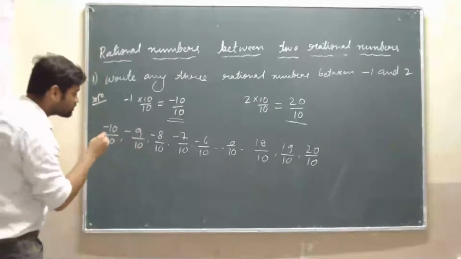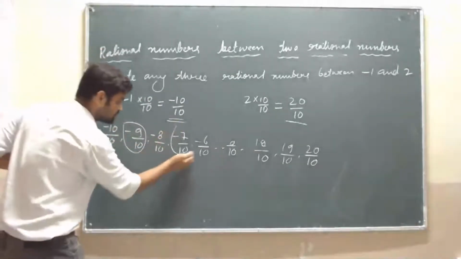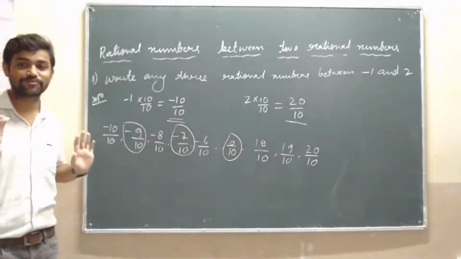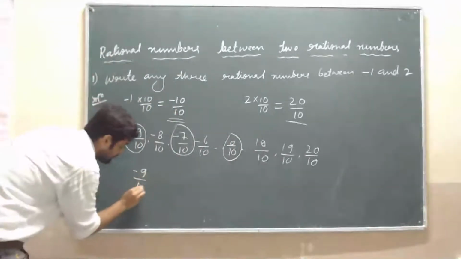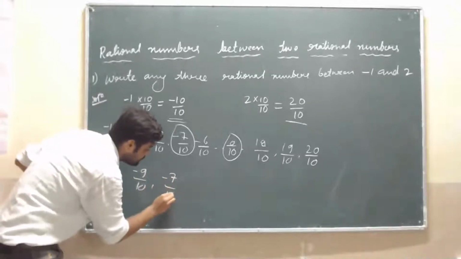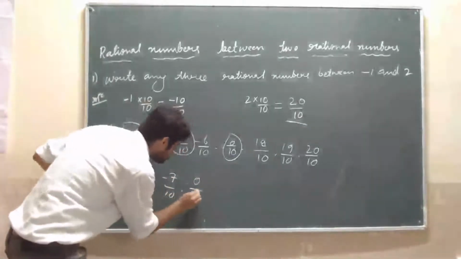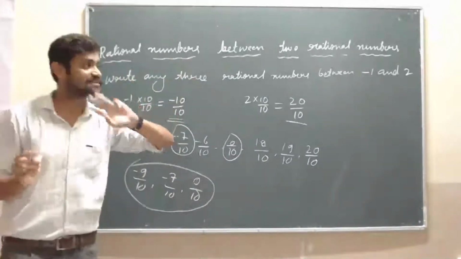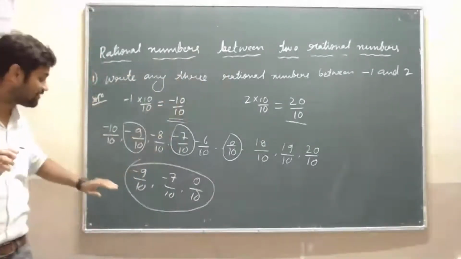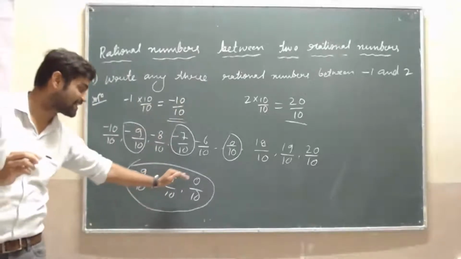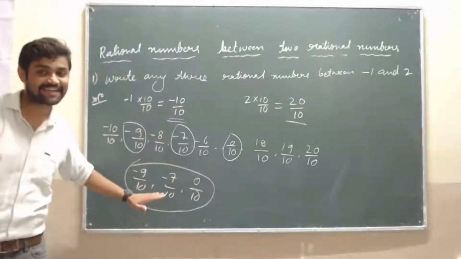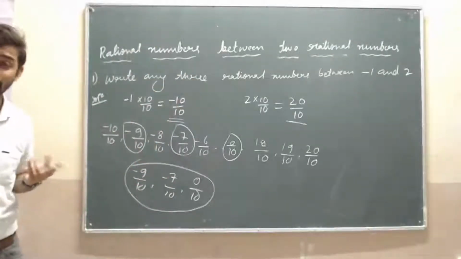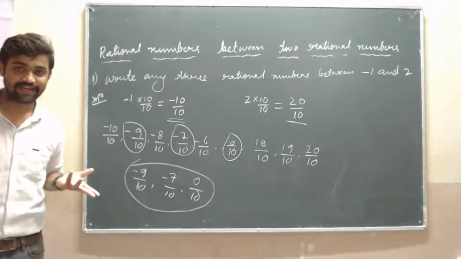Sir, which ones do you like? Sir, I like this, I like this, I like this one. Write these three. This is the solution. I will write minus 9 by 10, minus 7 by 10, and 0 by 10. He asked for only three rational numbers between minus 1 and 2. I have written minus 9 by 10, minus 7 by 10, 0 by 10. These are the three rational numbers that exist between minus 1 and 2. Simple, is that okay? Yes.